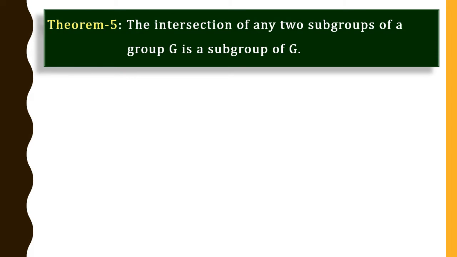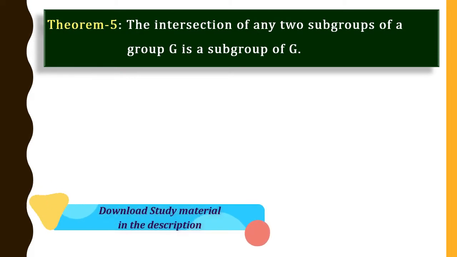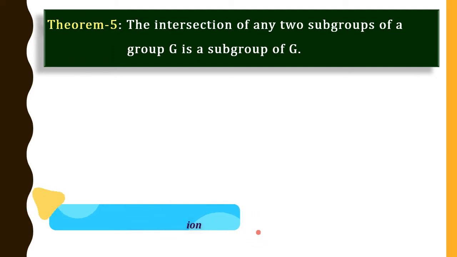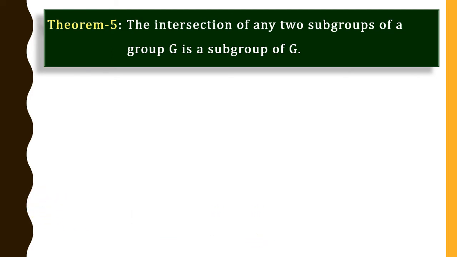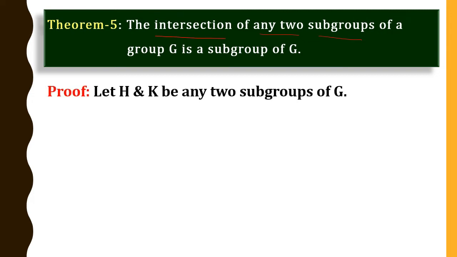Now let us consider theorem 5. The intersection of any two subgroups of a group G is a subgroup of G. You should understand this statement carefully. The intersection of any two subgroups of a group G is also a subgroup of G. Okay, we shall prove that.